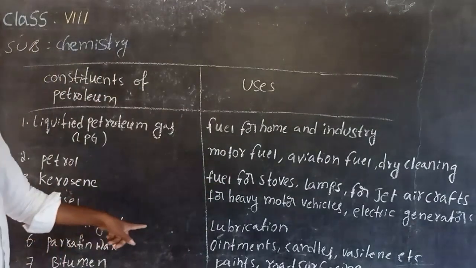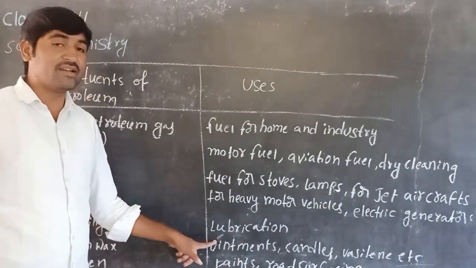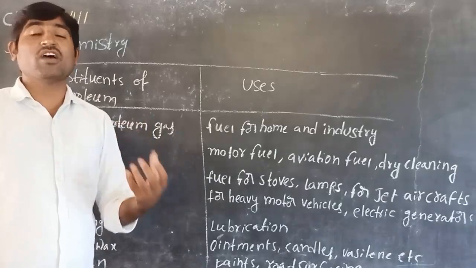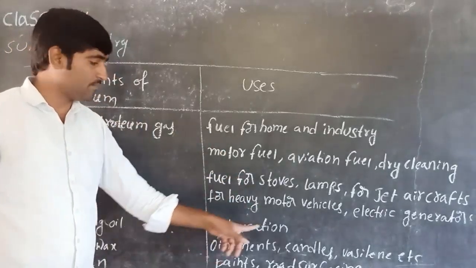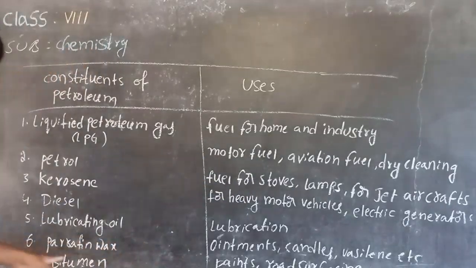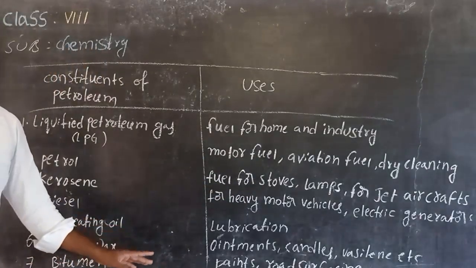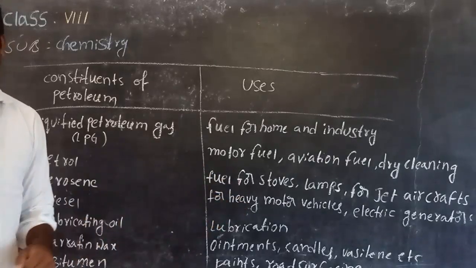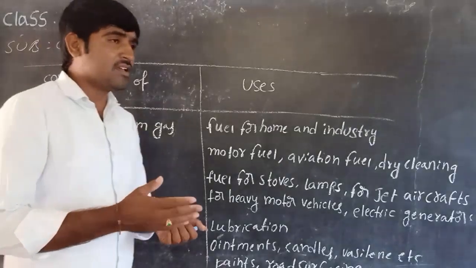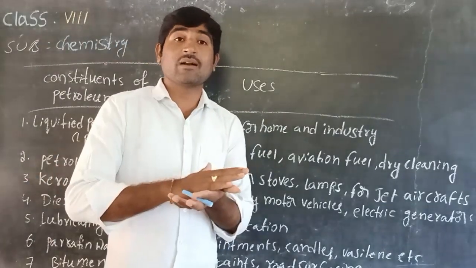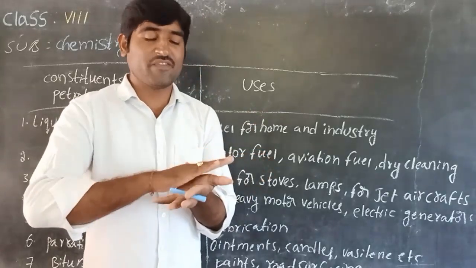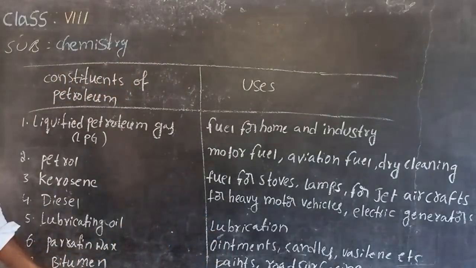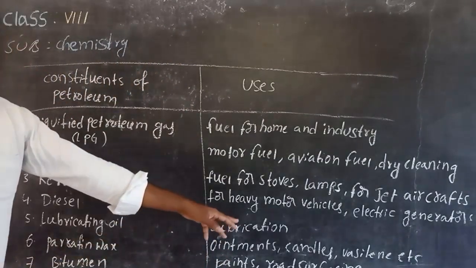Paraffin wax is used for manufacturing of ointments, candles, Vaseline and face creams. For manufacturing of so many kinds of ointments, candles and Vaseline, we use paraffin wax as a starting material. Next, bitumen. Bitumen is used for the manufacturing of paints and for road surfacing. Road surfacing means, nowadays we see the tar road, children. For surfacing the road, we are using tar. In the place of tar, nowadays we are using bitumen. Bitumen is used mainly for paints and for road surfaces.